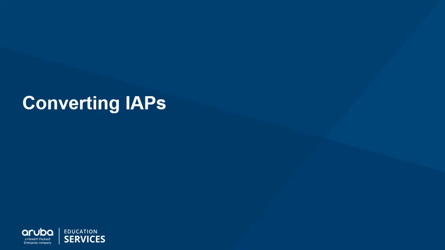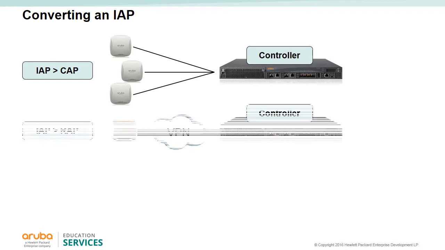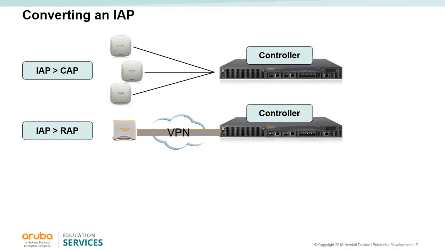Converting an IAP. Your IAP cluster has the capability to convert to campus APs. You can also convert an IAP to a RAP. This is typically done when using a RAP 3, RAP 109, or RAP 155. The controller must be configured with a VPN and a whitelist. These conversions can be automated when using the cloud-based Activate system. CAPs and RAPs can be reconverted to IAPs if they were originally IAPs.